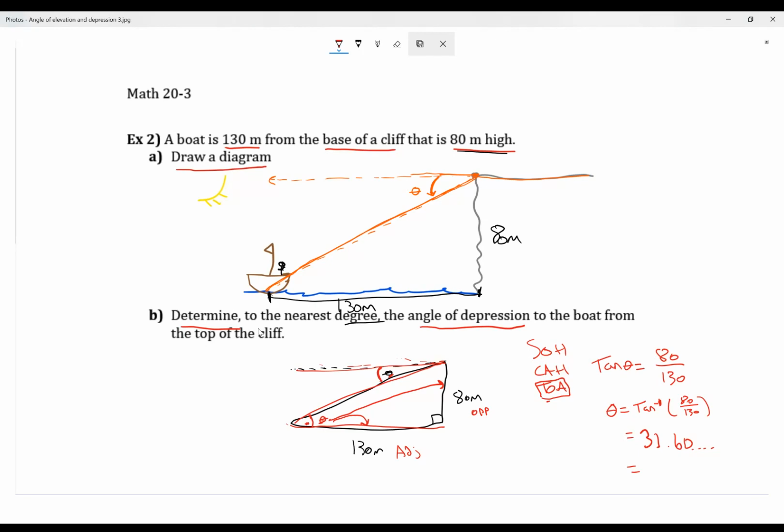And so the question itself said, determine to the nearest degree. So our rounding has to be to the nearest degree, which would be this place value right here, the 1 in the 31. We're going to have to round it up. So we're going to have 32 degrees. Okay. So the angle of depression, back to the original diagram, was 32 degrees.